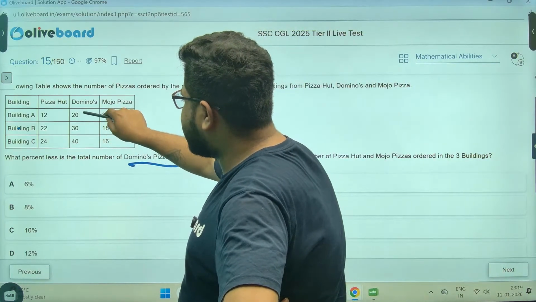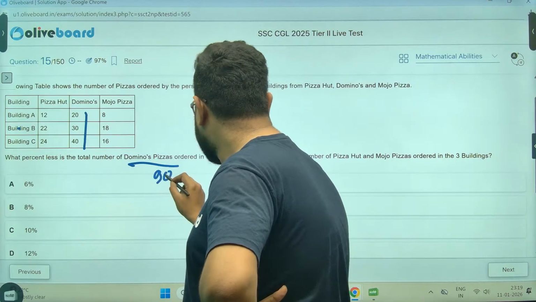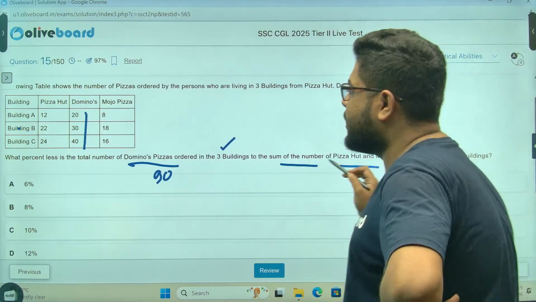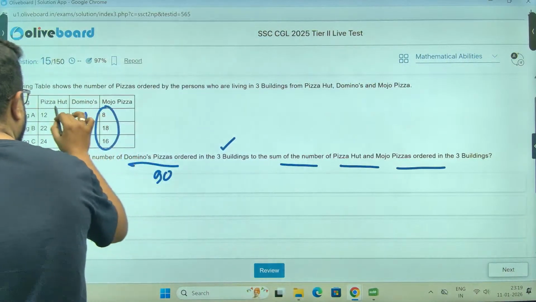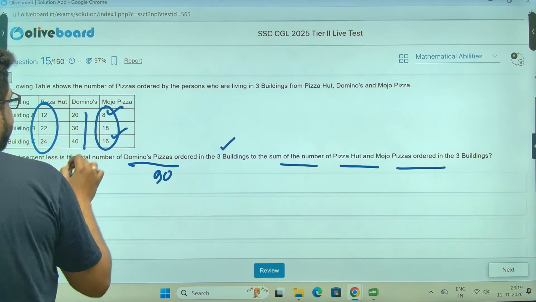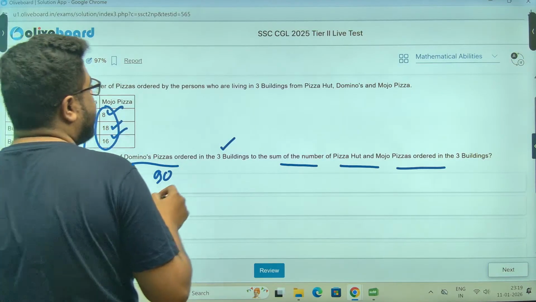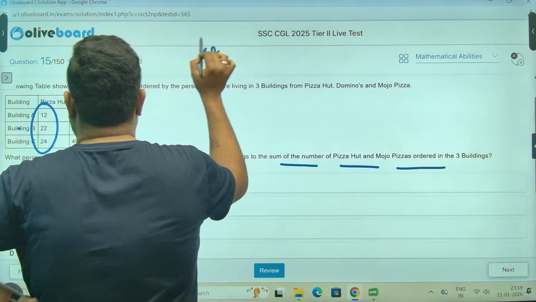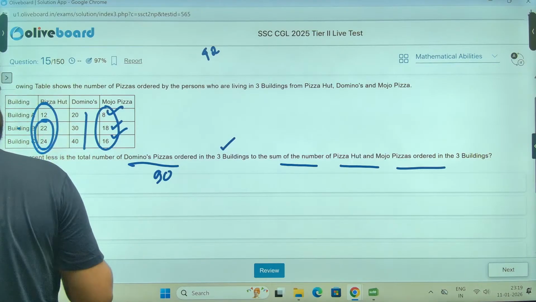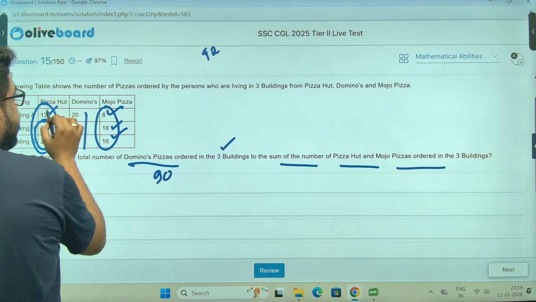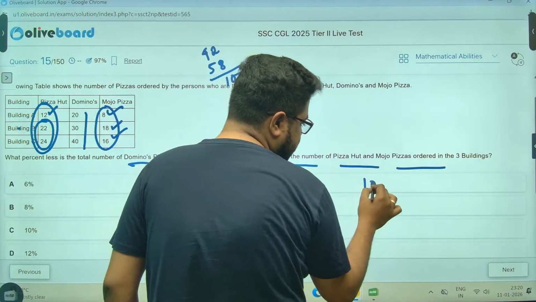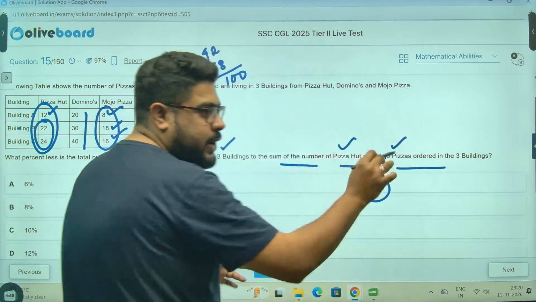Achha. 3 things they have given you: percent less than the total number of Dominos ordered from 3 buildings. So 30, 90. Sum of the total number of Pizza Hut and Mozo. Achha. Meaning all these values, sir. 8 and 16, 24. 24, 24, 24 and 18. Sir, 44, 42, sir. 42, sir, this is 24 and this. That is how much? 46, 58. Sir, 100, sir. So total, all the sum is 100 for Pizza Hut and Mozo together.